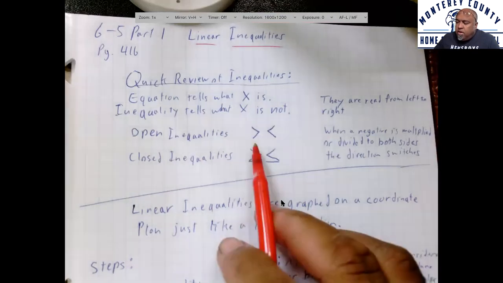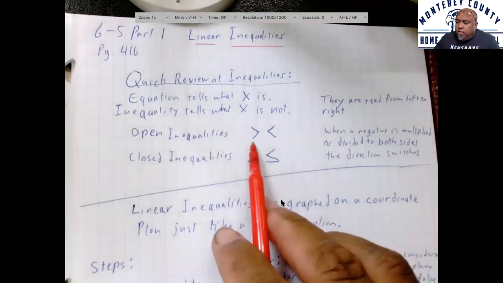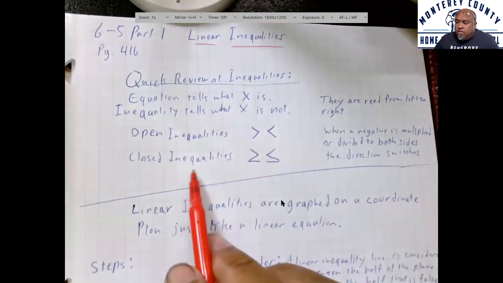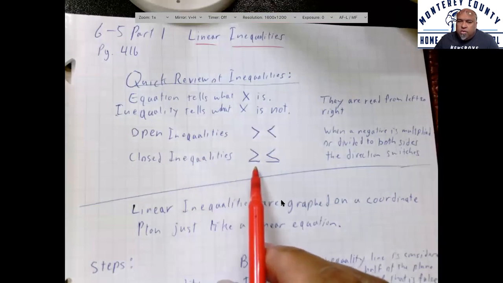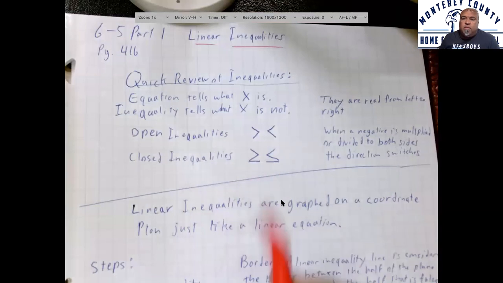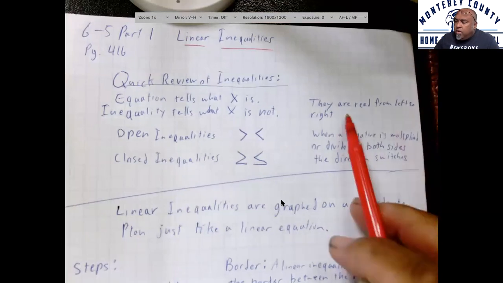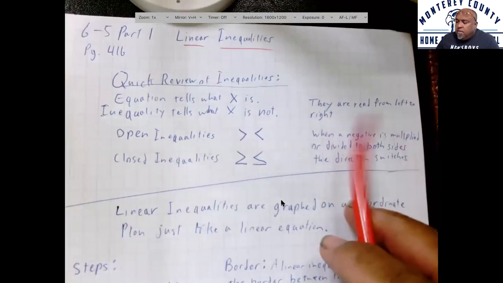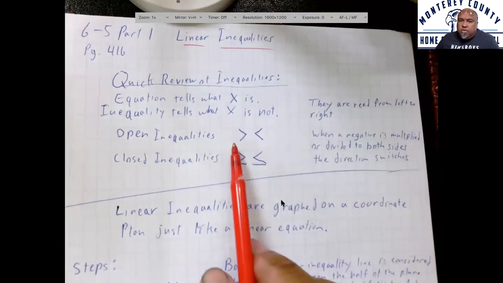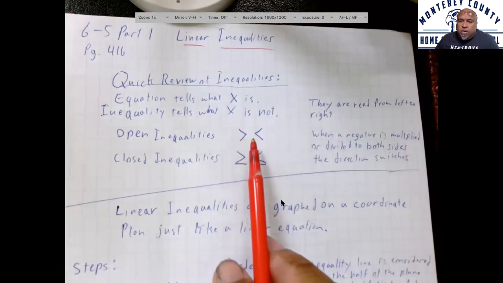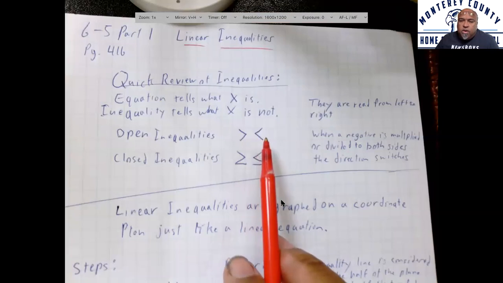There are open inequalities, which usually have an open dot when you graph them on a number line, and that is greater than or less than. There are closed inequalities, which are greater than or equal to, less than or equal to. And they have a closed dot when you put them on a number line. Inequalities are read from left to right, meaning that whatever the inequality is facing on the left side, that's how you say it. So on the left of the inequality would be greater than what's on the right in this case. What's on the left of this inequality is less than what's on the right.